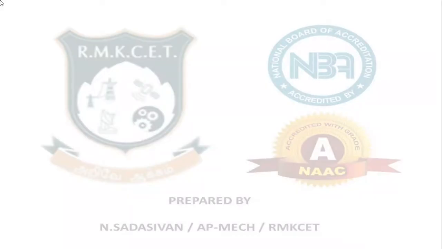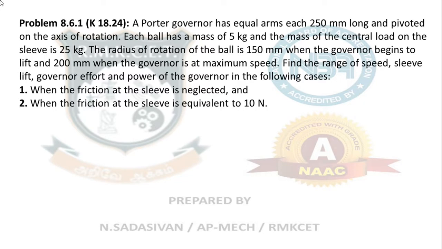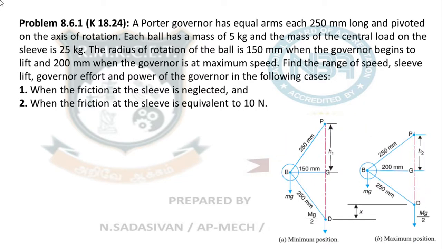So this is your first problem on effort and power of a governor. This is a Porter governor problem. The Porter governor has equal arms, each 250 mm long, and pivoted on the axis of rotation. So both the arms are of equal length and they are directly pivoted on the axis of rotation.